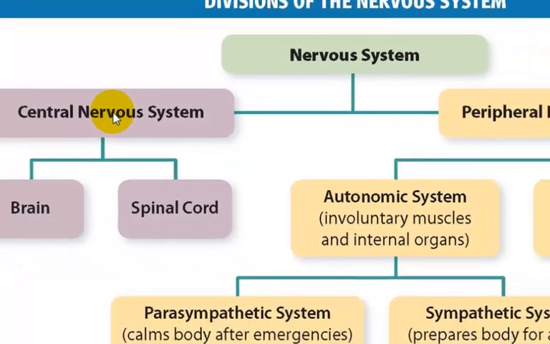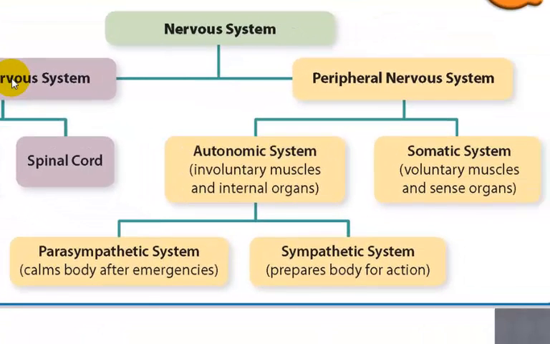The peripheral nervous system, however, focuses on the autonomic system, which is your involuntary muscles, like your heart or your stomach that digests. You don't have to tell your heart to beat. You don't have to tell your stomach to digest. You don't have to tell yourself to breathe. It just happens. It's automatic, autonomic system.